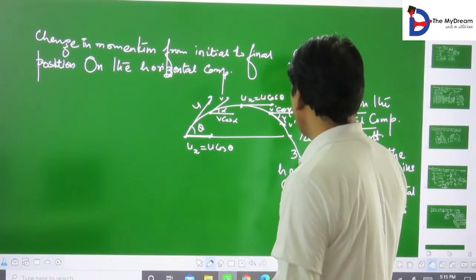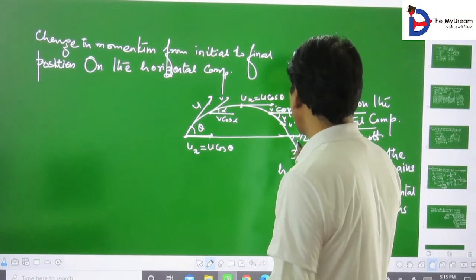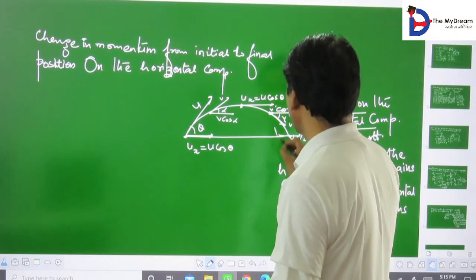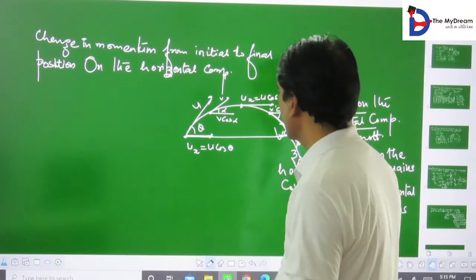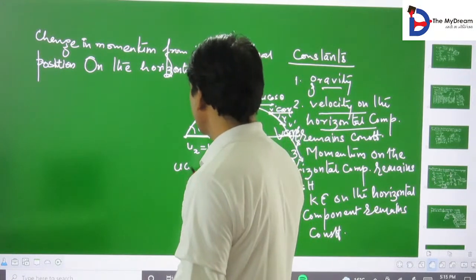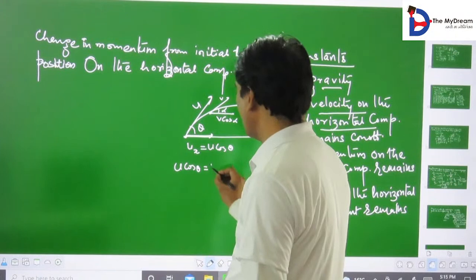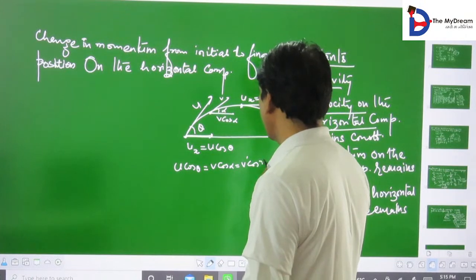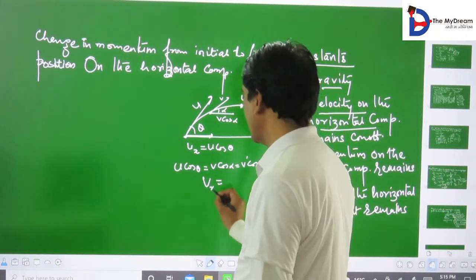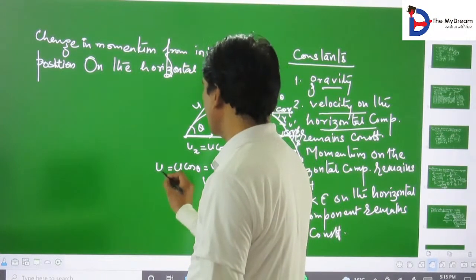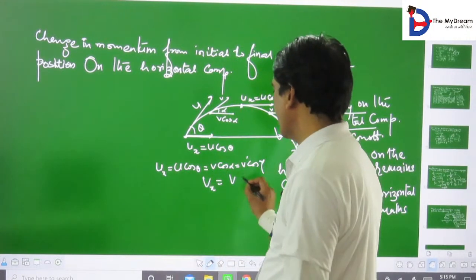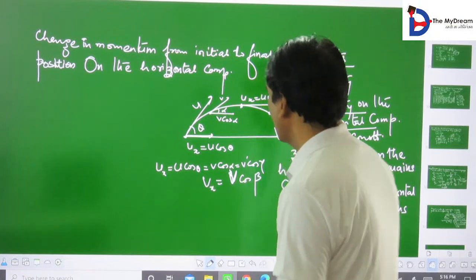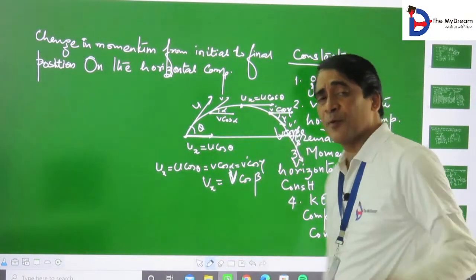This is the velocity before striking the ground, makes an angle beta, that is capital V, बड़ा V बना लीजिए, V cos beta. It means u cos theta, which is equal to छोटा v cos alpha, which is equal to v dash cos gamma, that is equal to vx, final velocity on the horizontal component. This is the initial velocity on the horizontal component. So the velocity on the horizontal component remains constant.